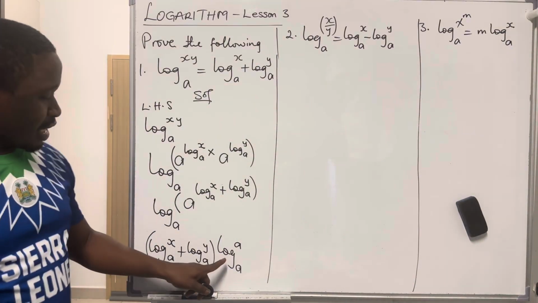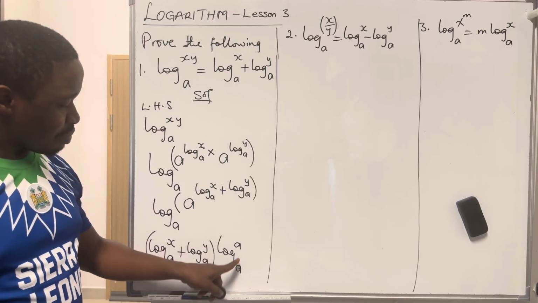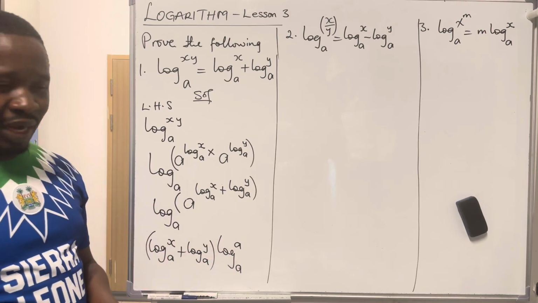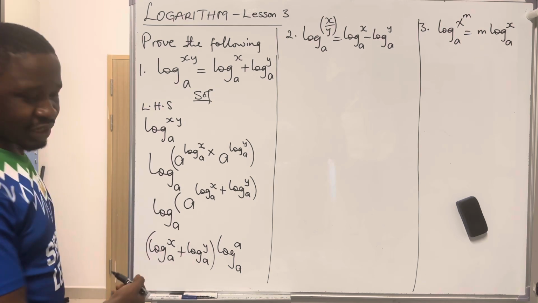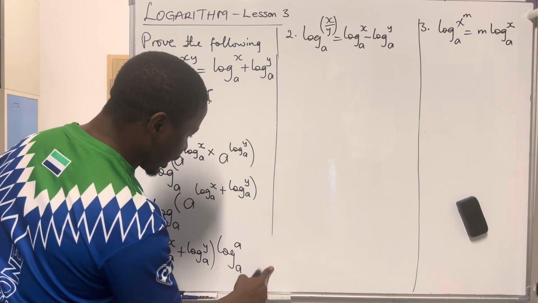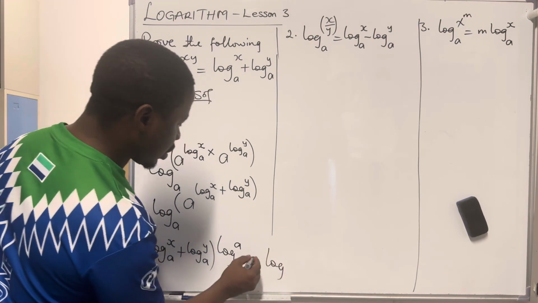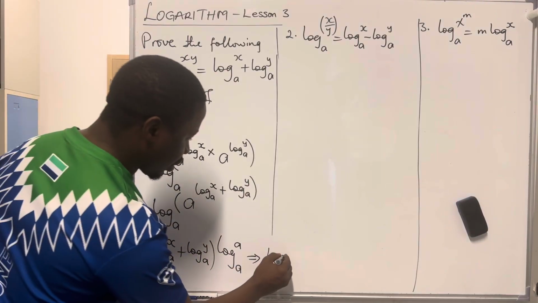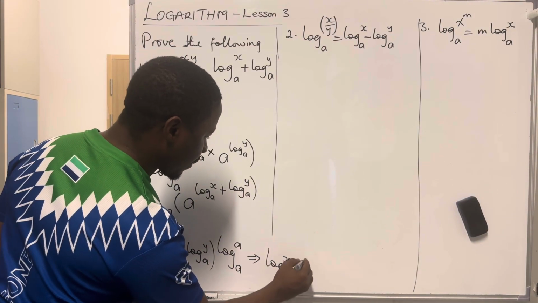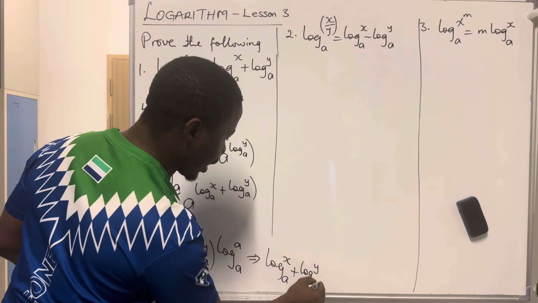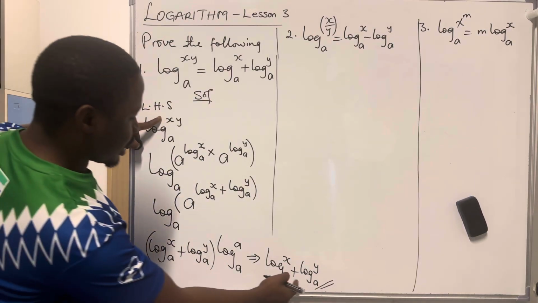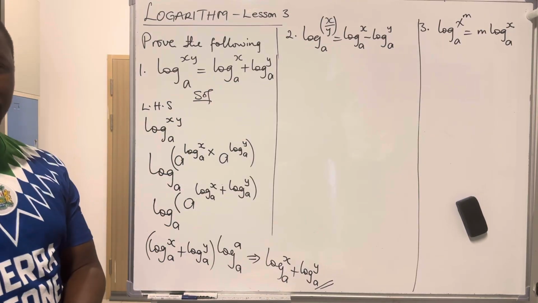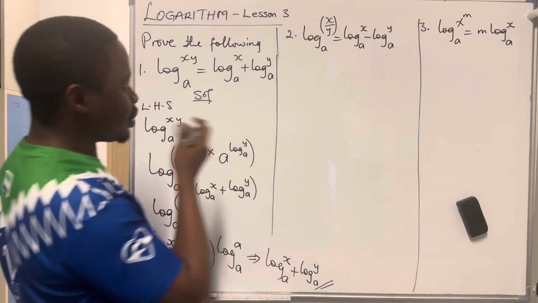What happens next? Log of any number to the base of the same number is 1. So if this is 1, 1 times this bracket, what remains is the bracket. So this now implies log x base a plus log y base a. So we can see that originally this one is equal to this one here. Now let's go to the second one.